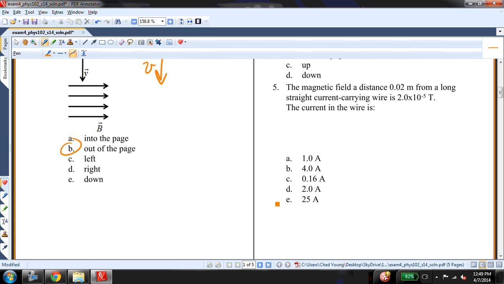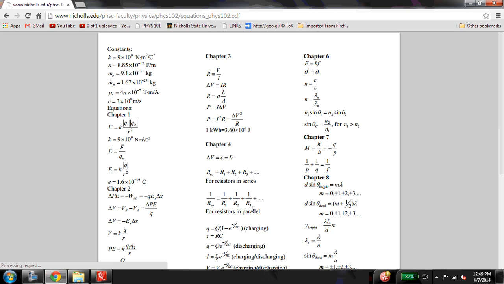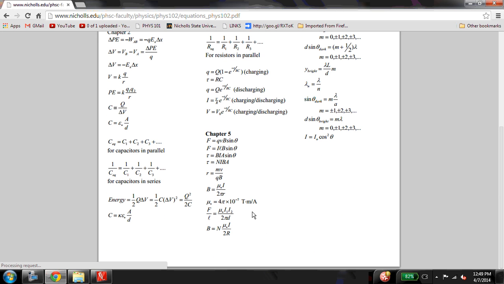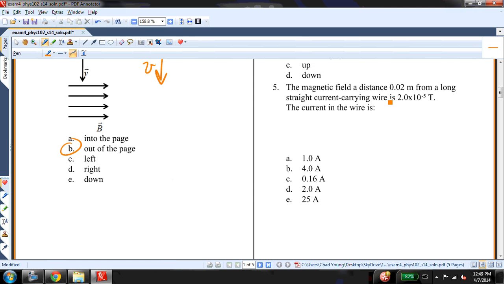Number 4. The magnetic field a distance of 0.02 meters from a long current-carrying wire is 2 times 10 to the minus 5. What is the current in the wire? We'll go to our equation sheet here. We're looking for the magnetic field due to the long straight wire. That's right here. B equals mu naught I over 2 pi r.